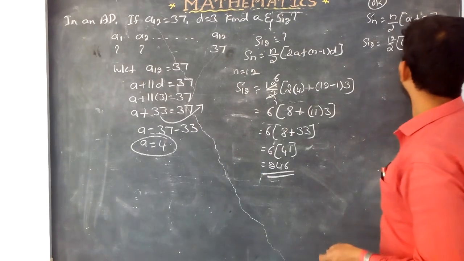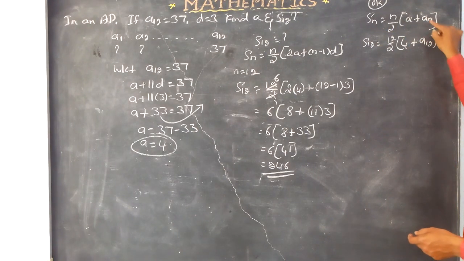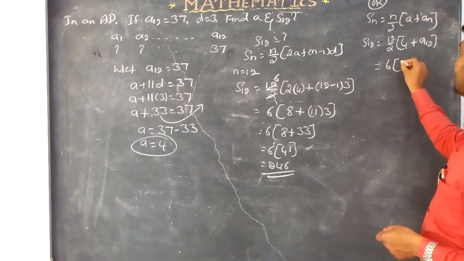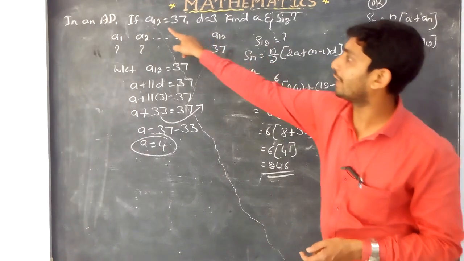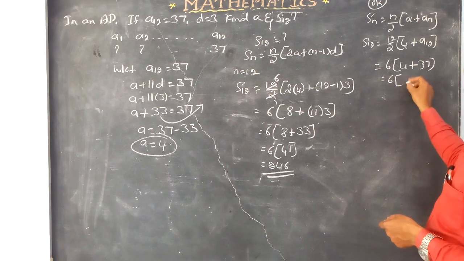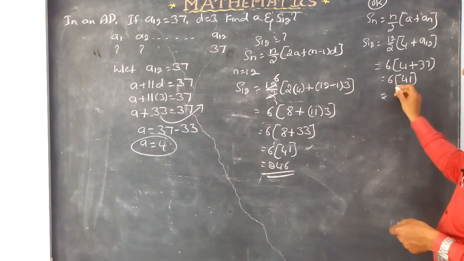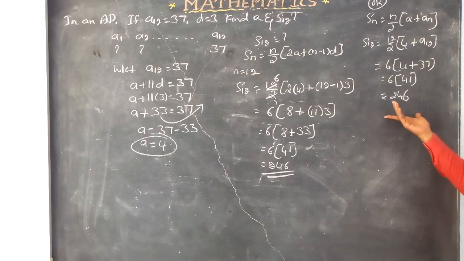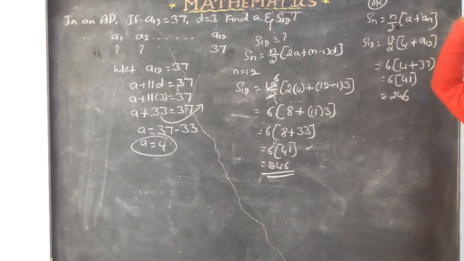12 ಹಾಕಬೇಕು. S12 is equal to 12 by 2 into a, first term ಬಂದಿದೆ. What is the first term? 4 plus an. ನೋಡಿ n ಅಲ್ಲಿ 12 ಹಾಕಿದೆ. ಹಾಗಾದ್ರೆ an ಇದ್ದರೆ a12 ಬರಬೇಕು. That is 2 1s are 2, 6s are 6 into 4 plus a12. 12th term ಕೊಟ್ಬಿಟ್ಟಿದ್ದಾರೆ ನೋಡಿ. 12th term is 37. Now see here, this is 6 into 4 plus 37 is 41. 41 6s, again you will get 246 as answer. ಇಲ್ಲೂ ಕೂಡ ಅದೇ ಆನ್ಸರ್ ಬರುತ್ತೆ. ಈ ಫಾರ್ಮುಲಾ ಯೂಸ್ ಮಾಡಿದ್ರು ಒಂದೇ, ಇದು ಯೂಸ್ ಮಾಡಿದ್ರು ಒಂದೇ, ಇನ್ನೊಂದು ಯೂಸ್ ಮಾಡಿದ್ರು ಒಂದೇ.